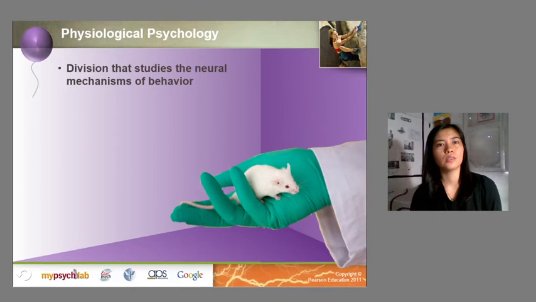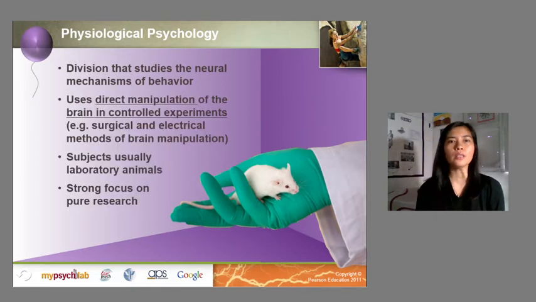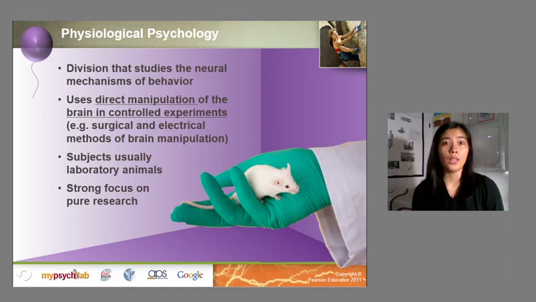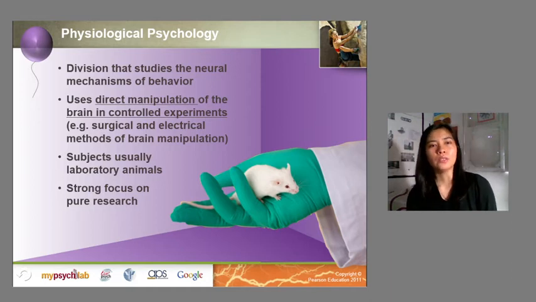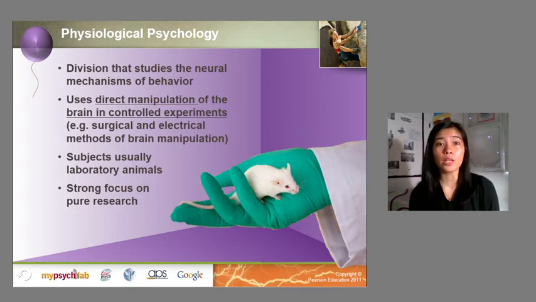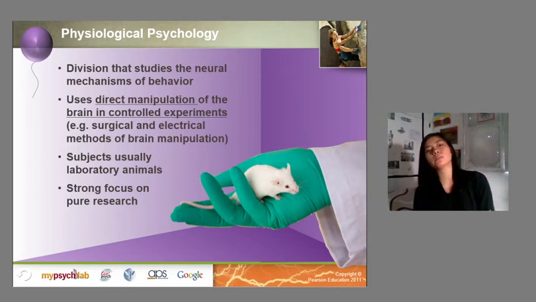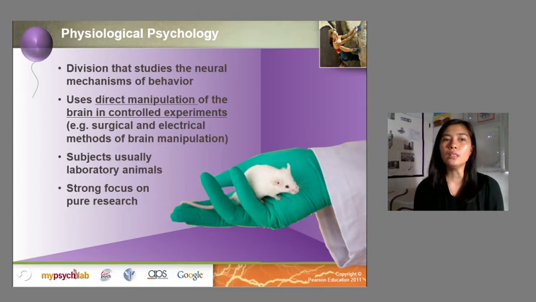Alright, so physiological psychology is the division that studies the neural mechanisms of behavior. It uses direct manipulation of the brain in controlled experiments. So here there's really the direct manipulation. That's the keyword, okay? Like surgical and electrical methods of brain manipulation. It usually studies laboratory animals, and it really has an inclination for pure research.